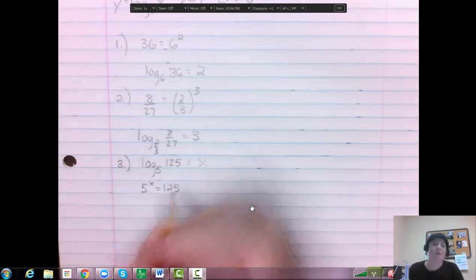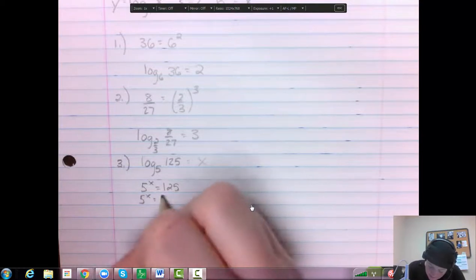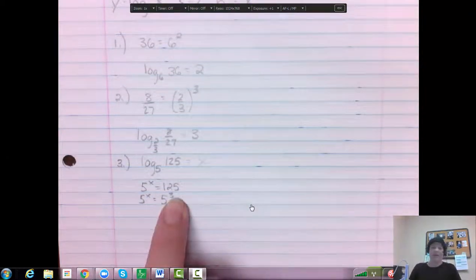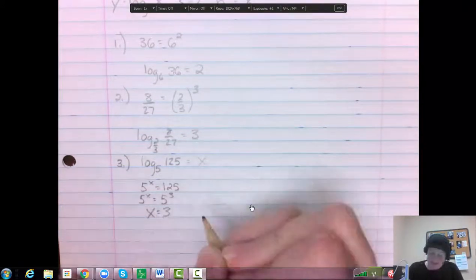Can we write 125 to the base of 5? Well, you can. 5 to the third, I had to think about it, is 125. So I can write this as 5 to the x equals 5 to the third. And I can see that I can write them as the same base, so then I could just set the exponents equal to each other to get the answer. So x equals 3 is the answer.